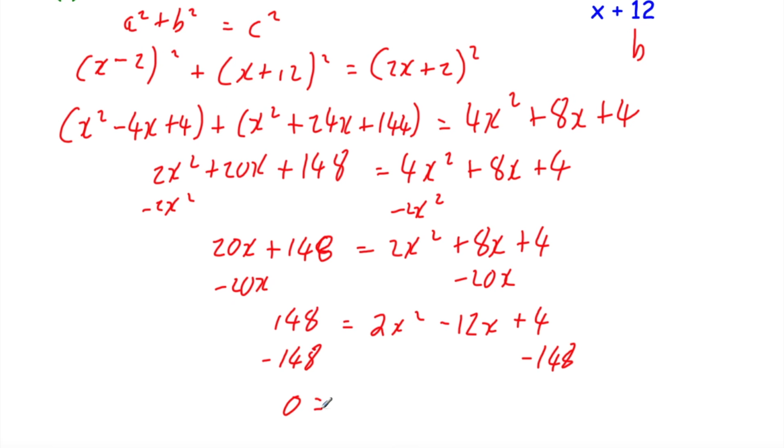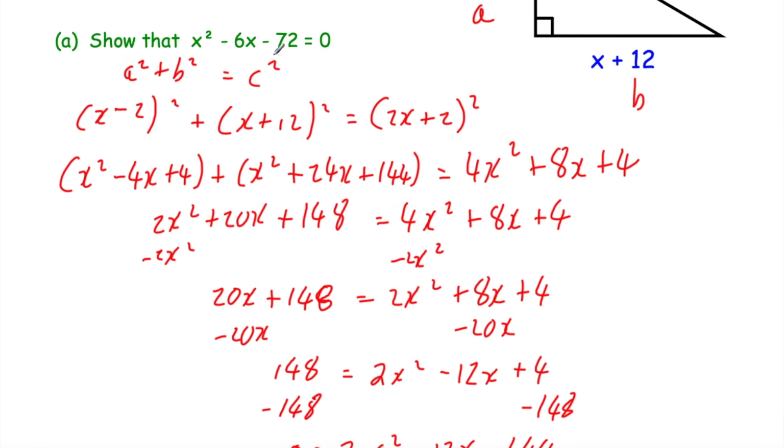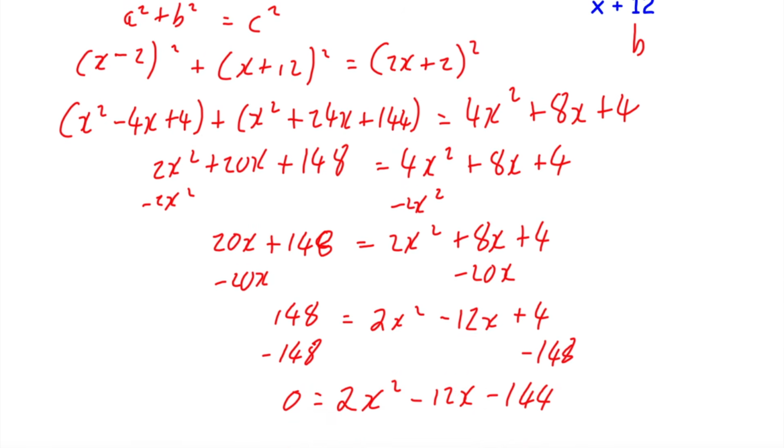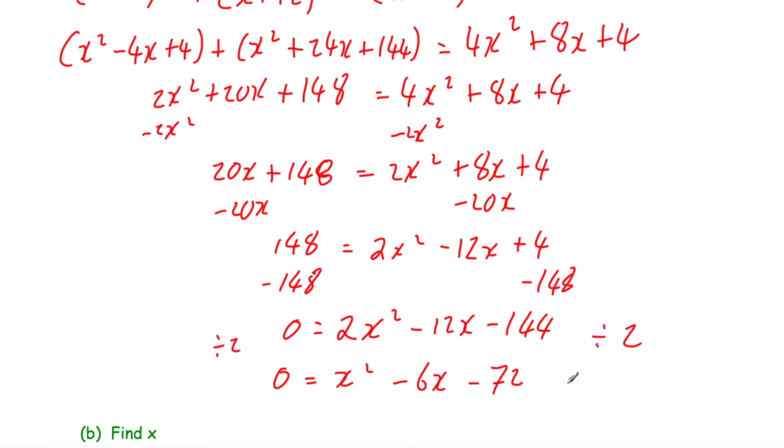So on the left hand side we'll be left with 0. On the right hand side we've got 2x squared minus 12x. We had 4, we're taking away 148, so it'll be minus 144. Now if we go back up to what we're trying to find, we've got x squared minus 6x minus 72 equals 0. But here we've got 2x squared minus 12x minus 144. So if we divide everything by 2, 0 divided by 2 is equal to 0, and the right hand side we'd get x squared minus 6x minus 72. And that's it. That's what we're asked to show. So we've proved it.